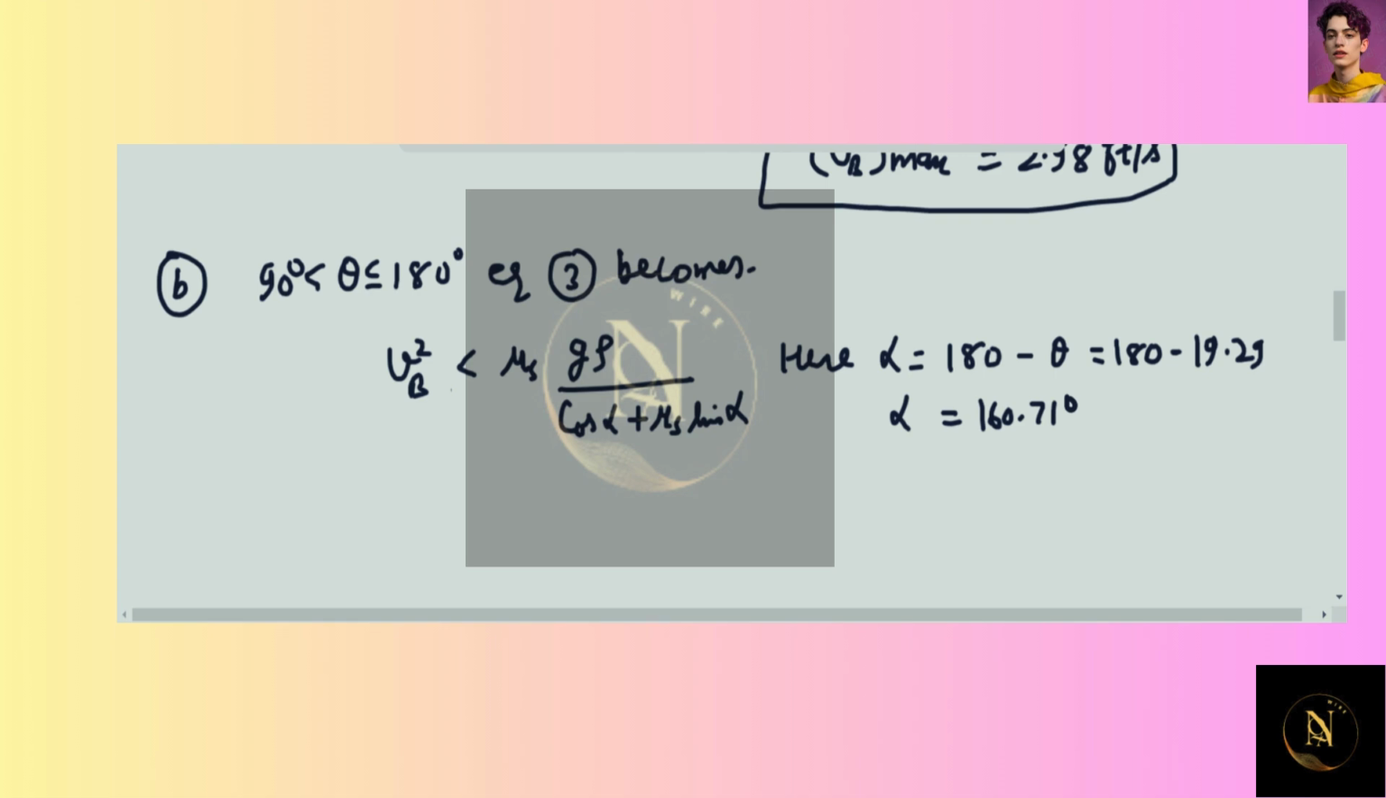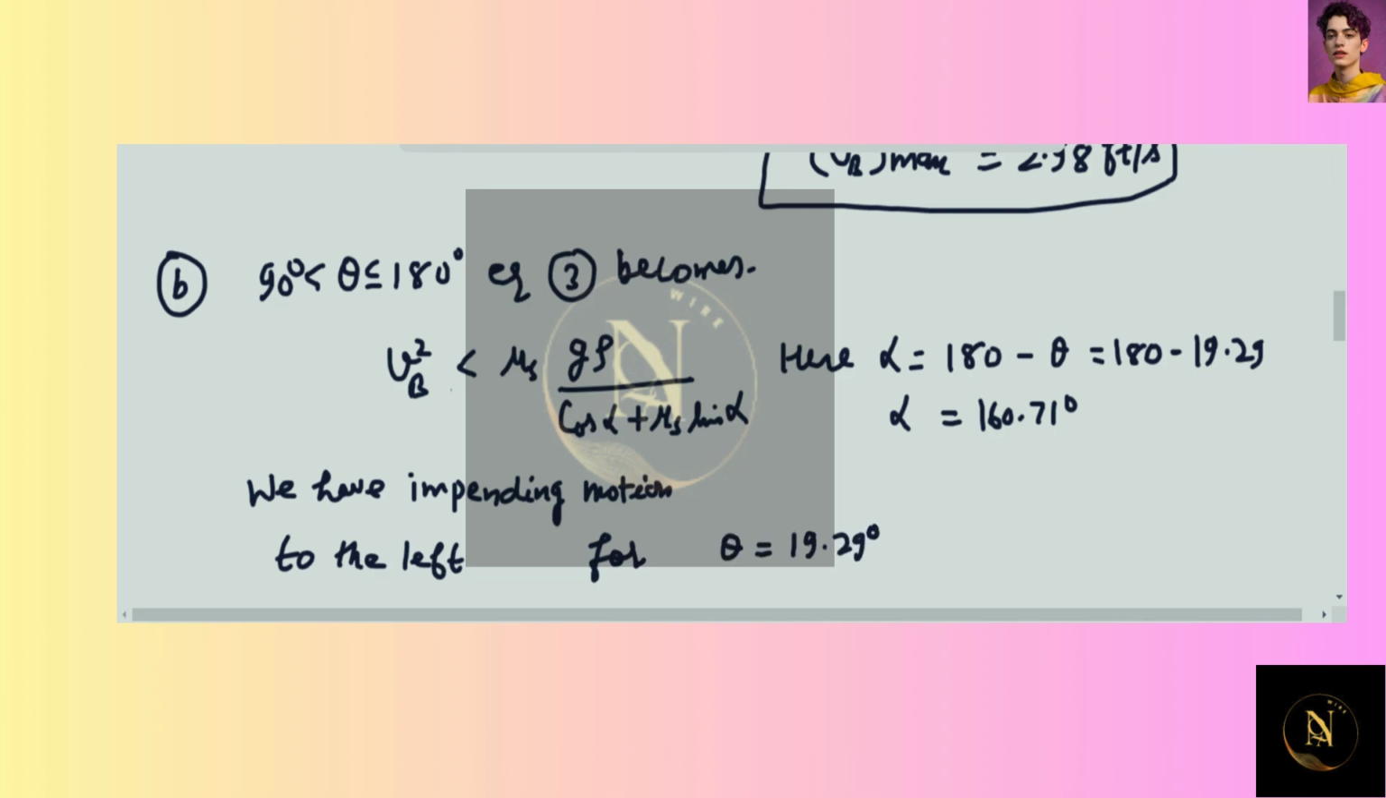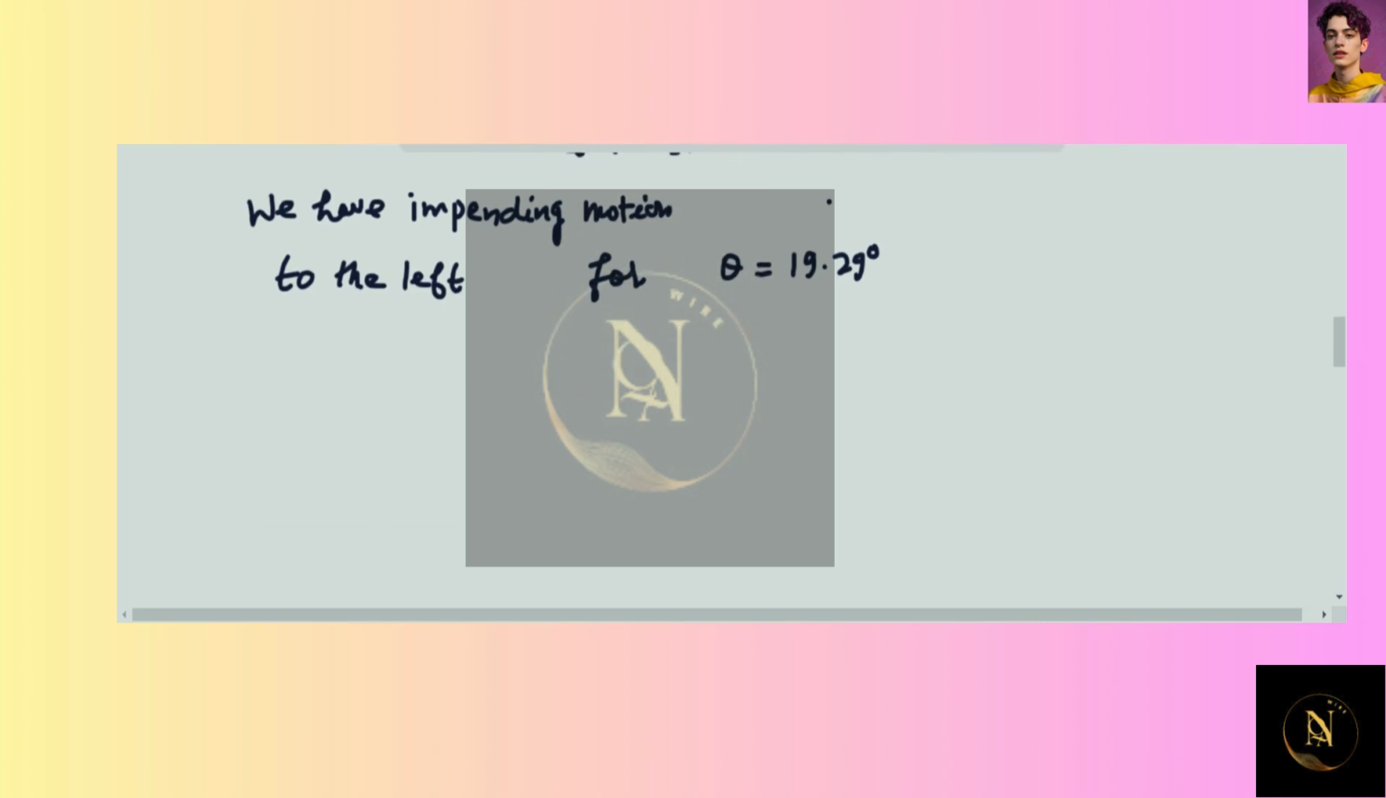Substitute the value. We have impending motion to the left for theta to be 19.29 degree, and to the right for theta to be 160.7 degree. That's all for it.